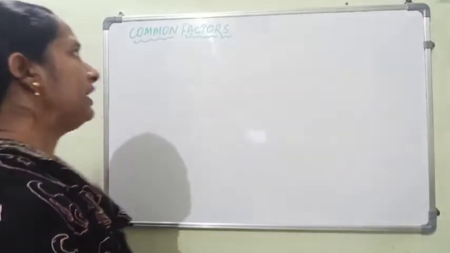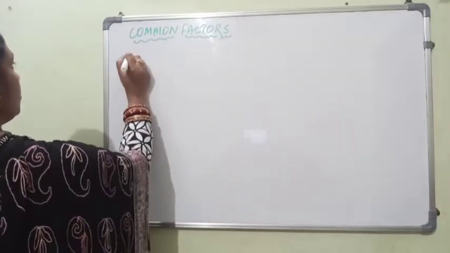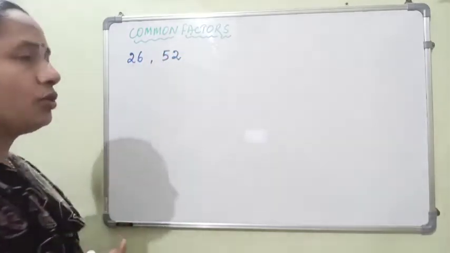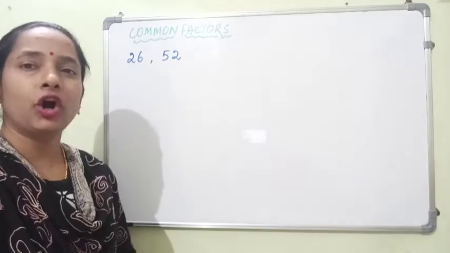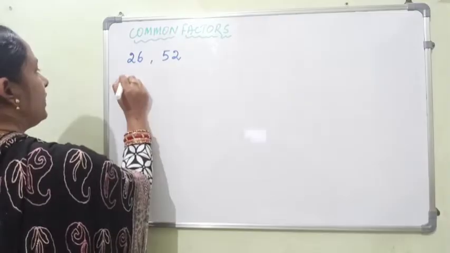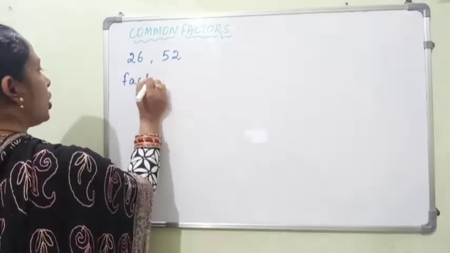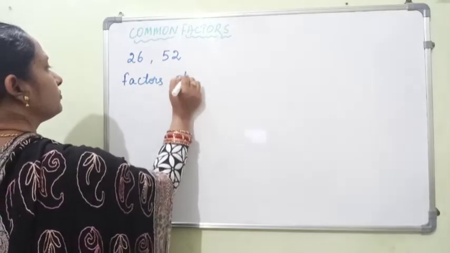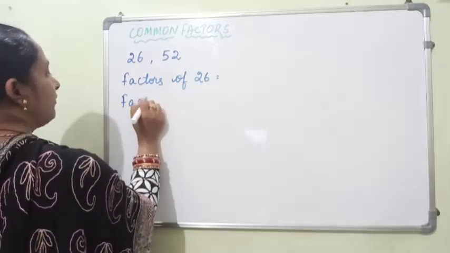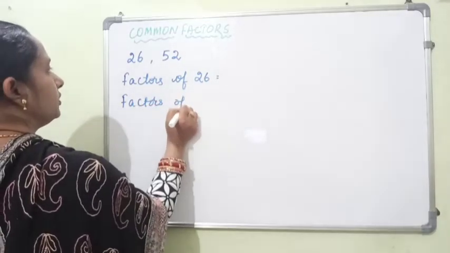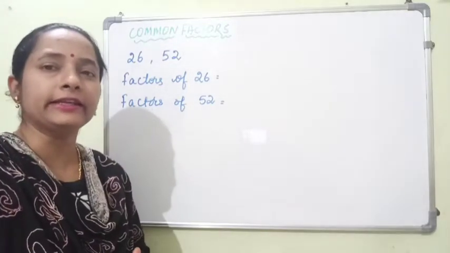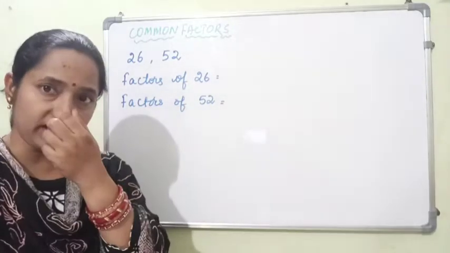Whenever any two numbers are given, suppose you are given 26 and 52, and you are asked to find the common factors of these two numbers, then what will you do? First of all, you will write all the factors of 26. Then you will write all the factors of 52. Already we have discussed in our last classes how to find the factors of any given number.